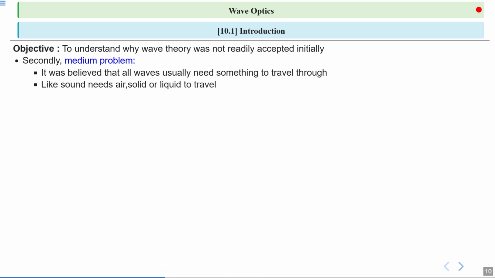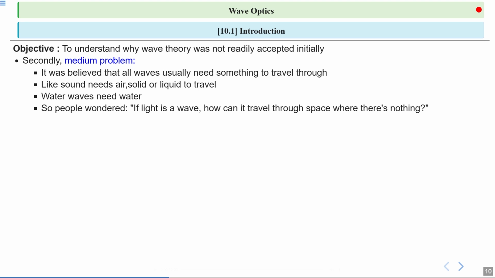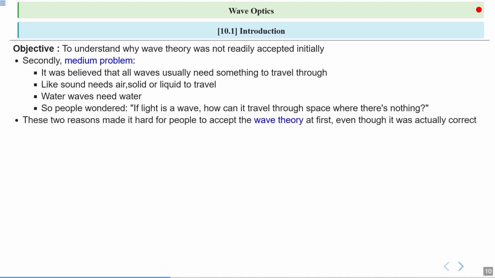Similarly, water waves need water to travel. This reinforced the idea that a medium is essential for wave propagation, making it hard to imagine how light could be a wave. So similarly, water waves need water, and sound needs air, solid, or liquid to travel. So people wondered, if light is a wave, how can it travel through space where there is nothing? So these are the two reasons that made it hard for people to accept wave theory at first, even though it was actually correct.